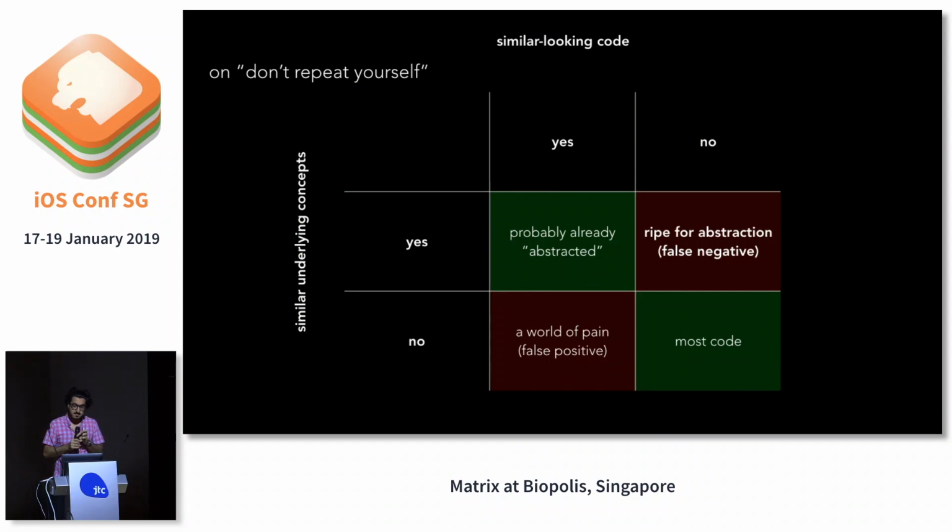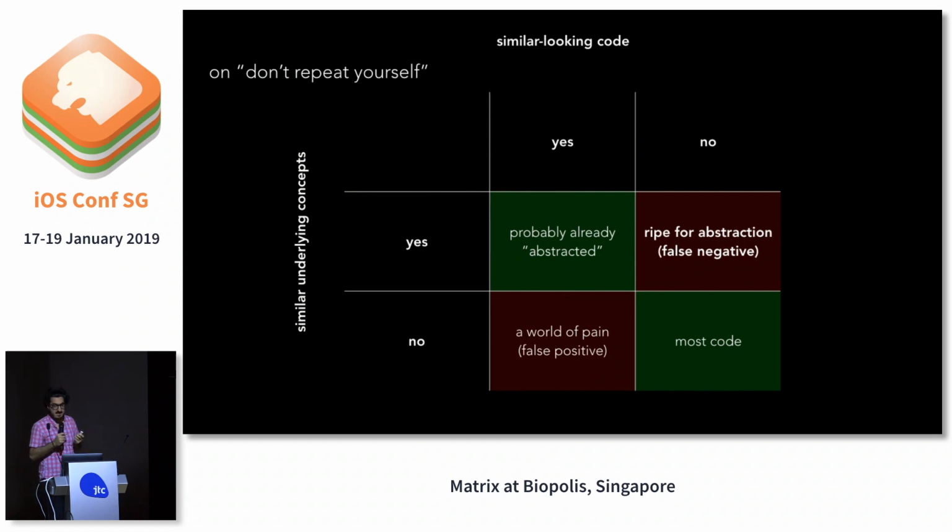And the last red box is something where the underlying concepts are the same, but the code looks different. Don't repeat yourself cannot solve this problem, right? And this was the problem that we solved today. So this is the sort of ripe for abstraction place that you want to be. So this is code that doesn't look similar but actually can be abstracted out, and this is what we've done here today. So don't repeat yourself is good. It gets you really far, but at a certain point, don't repeat yourself is going to get you into trouble.